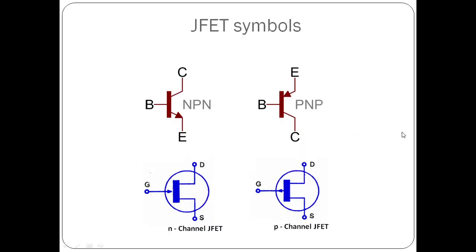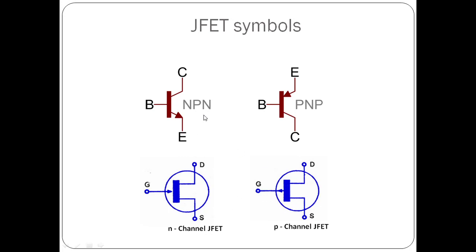Finally, let us look into the symbols of JFET. This shows the symbol of N-channel junction field effect transistor, or JFET. This is the symbol of P-channel JFET. Now how are we going to differentiate between these two symbols? How are we going to know which one is N-channel, which one is P-channel?